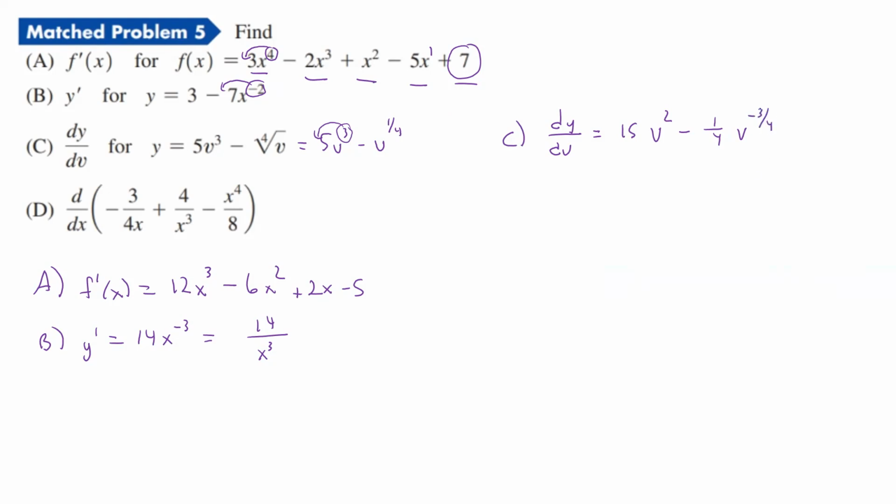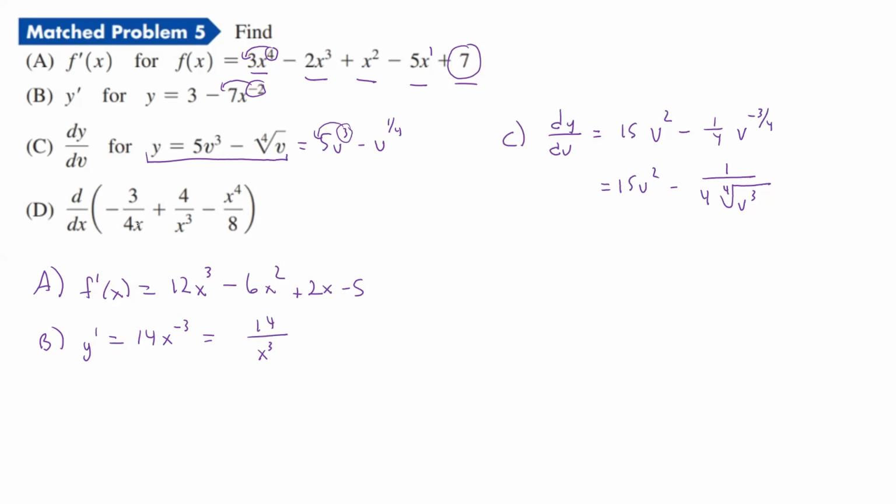And then we can rewrite this with the positive, and so that's going to be a 15v squared minus 1/4. That's going to be the fourth root of v cubed. Okay, so that then 15v squared minus that is going to be our derivative of this function. Now this one, again, it looks more like, it's just a list of terms in a polynomial.